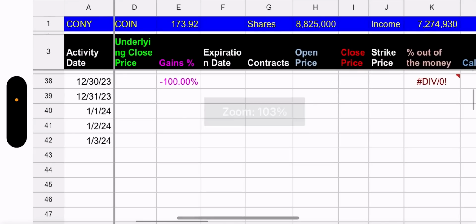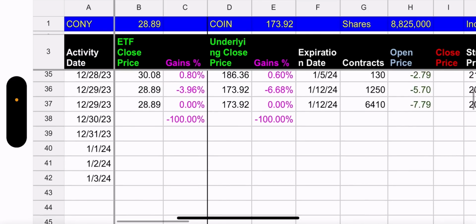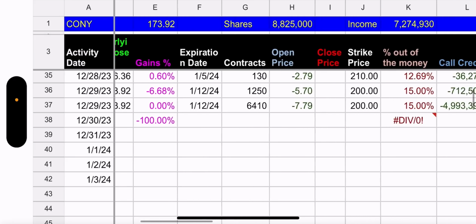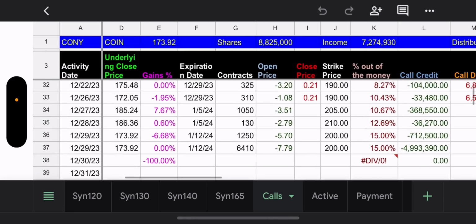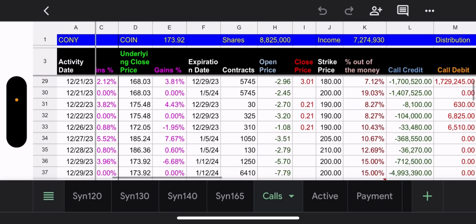Let's go to the call tab, and here we are, December 29th. Coney went down 3.96%. Coin went down 6.68%. Ouch, ouch, ouch. But yeah, Coney did not go down as much because they're making money. They're making money selling calls. So how did they end the week? Let's look. They had all these positions, 1229. Sorry, I had to scroll out so you could see.